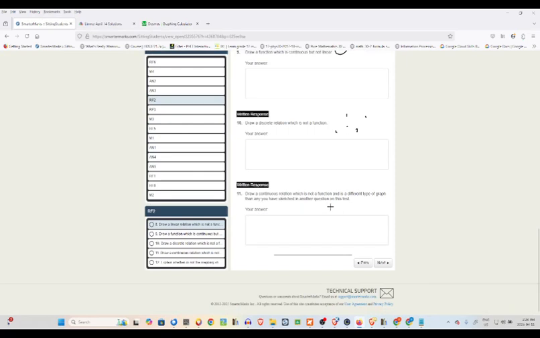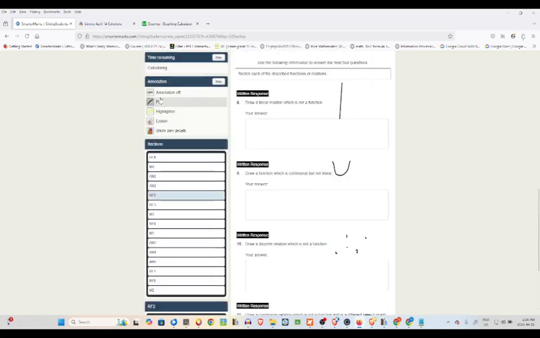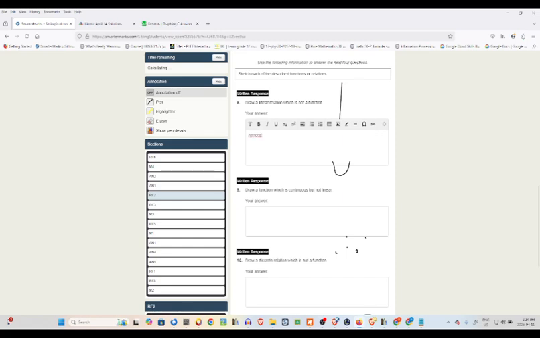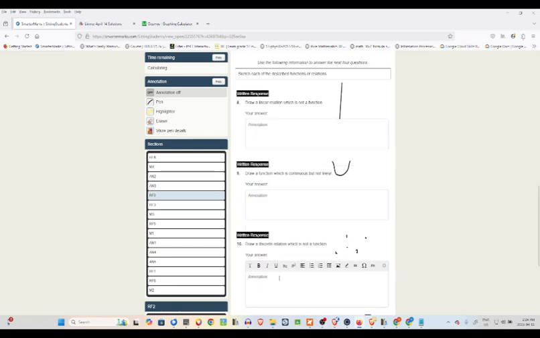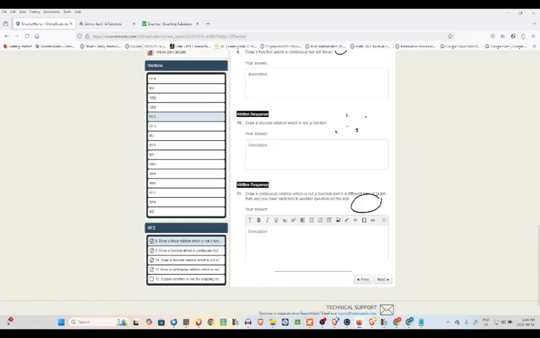And then a continuous relation which is not a function and not one of the above graphs. How about a circle or an ellipse? Those would work. Now, for marking, they don't pop up unless there's something written in the box, so I'm going to remind myself or whoever's grading it to look for the annotations.